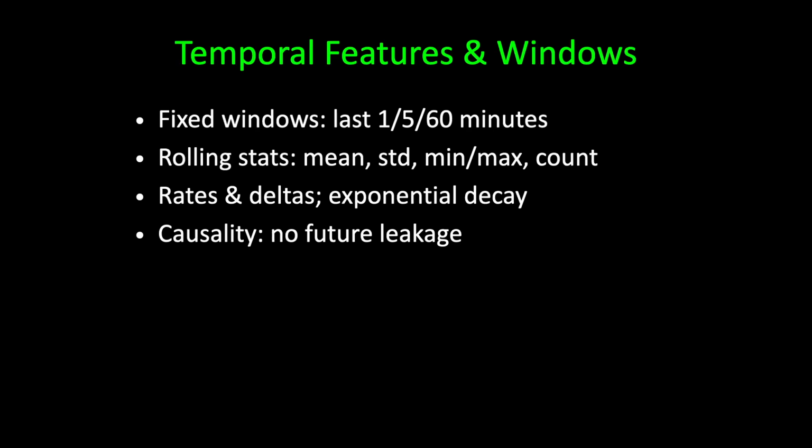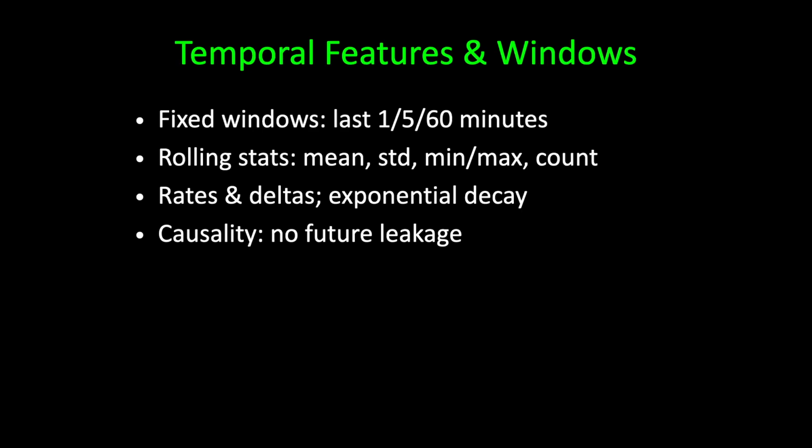Exponential decay features weight recent events more than older ones. That captures momentum. Is an attack beginning? So an exponentially weighted moving average of failed logins highlights a surge without waiting for the full window to complete.